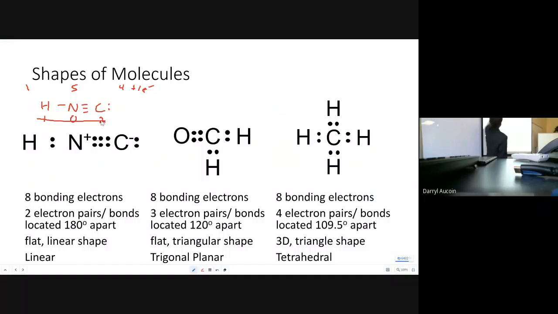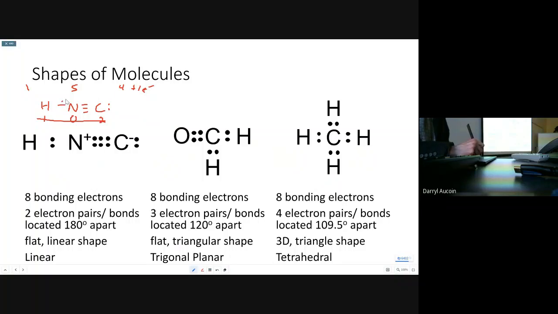So linear molecules have 1 central atom, 2 atoms on either side, 1 to the left, 1 to the right, and a 180-degree bond angle. So it's a straight line, right? The distance from here to here in terms of angles is 180 degrees.